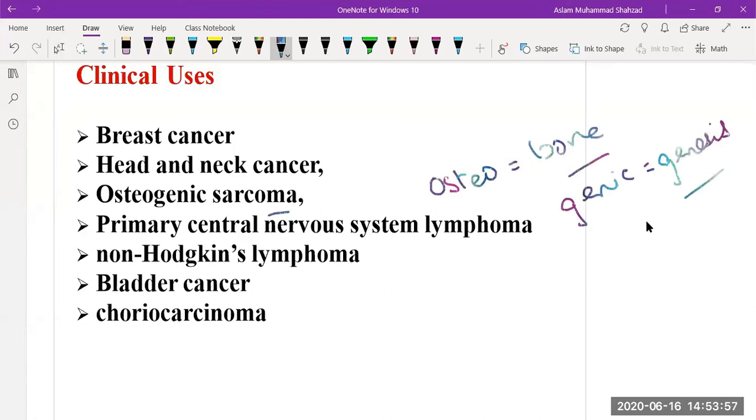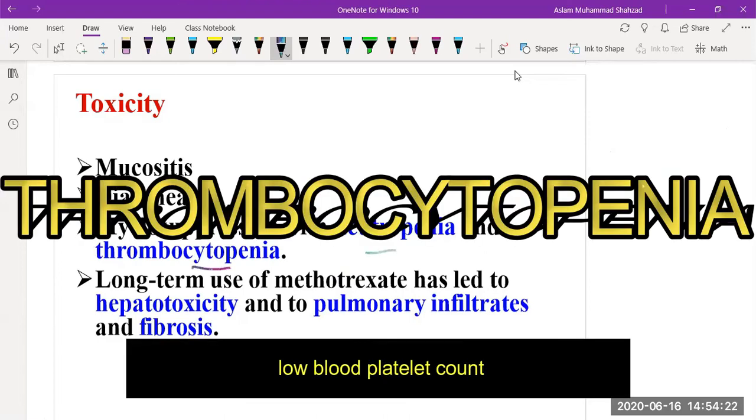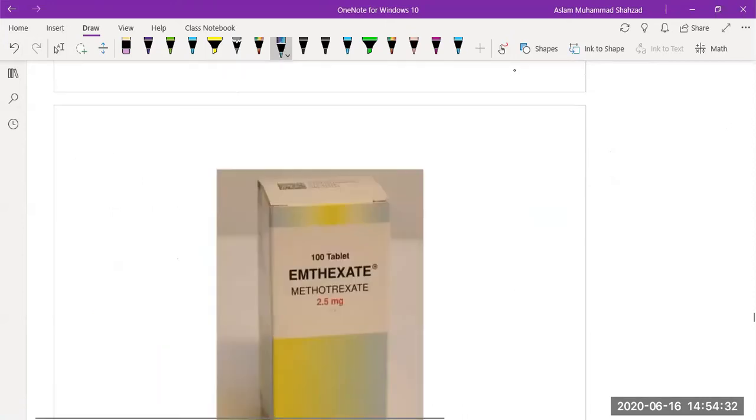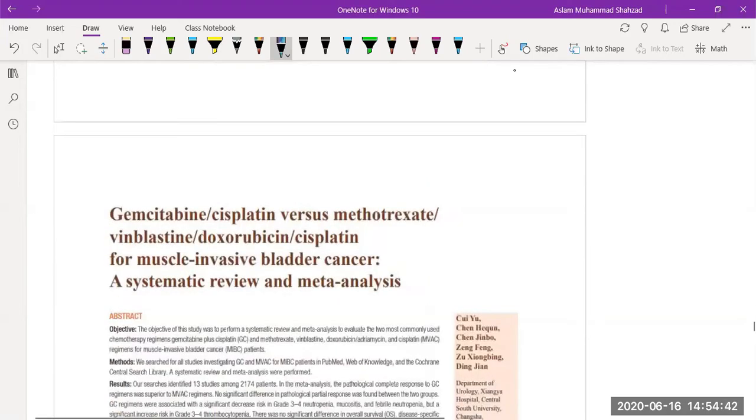It is also used for primary central nervous system lymphoma, non-Hodgkin lymphoma, bladder carcinoma, and, as mentioned in the introduction, choriocarcinoma. The toxicity includes mucositis, diarrhea, and myelosuppression like neutropenia and thrombocytopenia. Long-term use of methotrexate can lead to hepatotoxicity and pulmonary infiltration and fibrosis. It is available under the name Methotrexate, 2.5 milligram, in packs of 100 tablets.